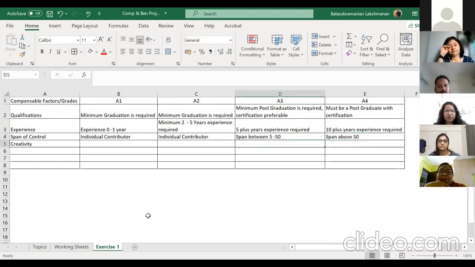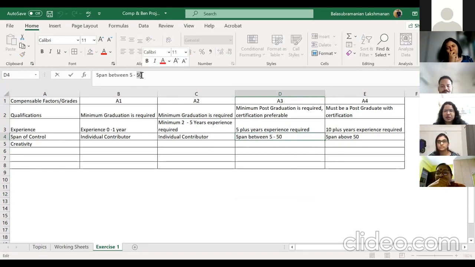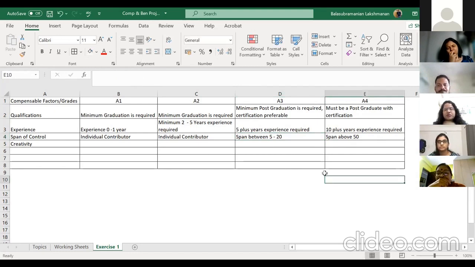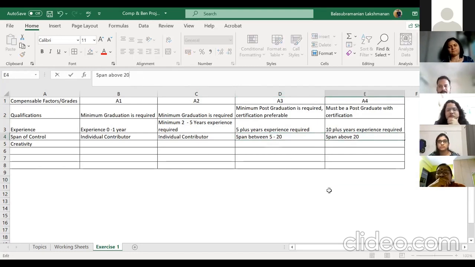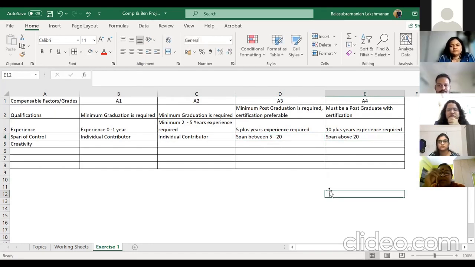Just think about an IT organization, product development and all. Maybe in a manufacturing organization there might be many people. At A3 level also, 5 to 50 will be a little bigger; 50 will be very high. It could be 20. Say about 20. Yeah. And here I can mention span about 20, without an upper limit. Right. Yeah, absolutely.